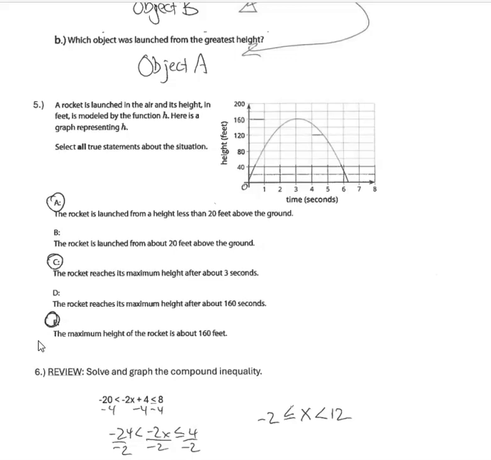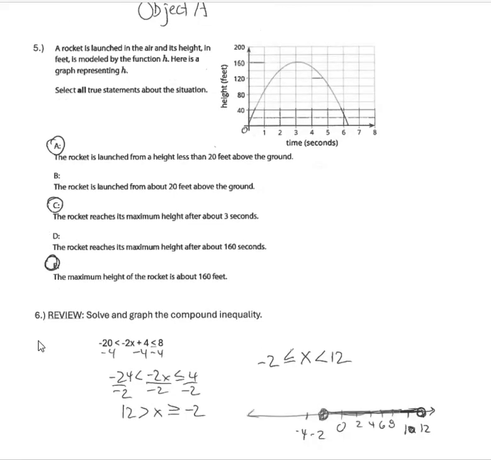The rocket reaches its maximum height after 3 seconds. That seems right. The rocket reaches its maximum height after 160 seconds. Nope, that would be the height of it. And the last one, the maximum height is 160 feet. Yes. Now this next one here was just a review problem.